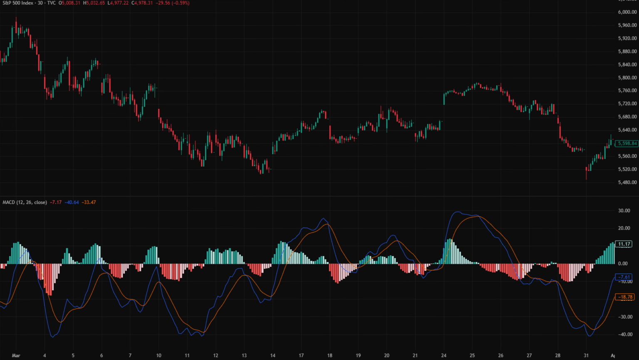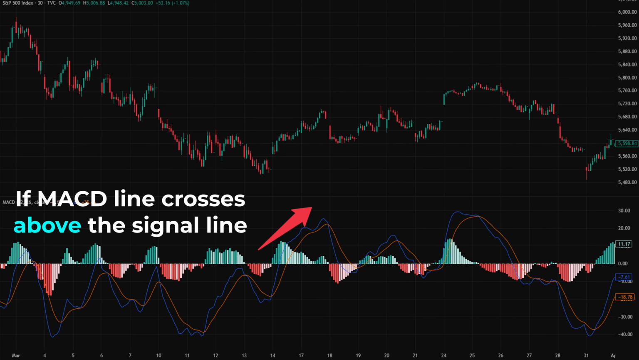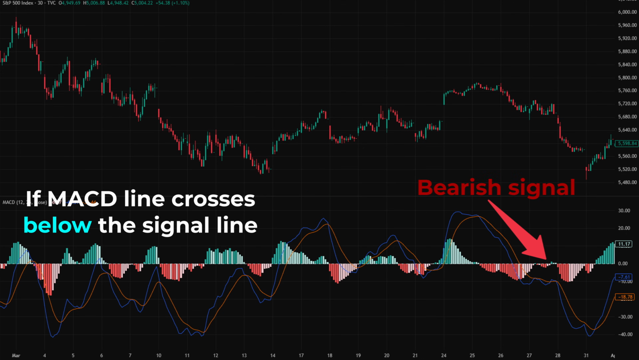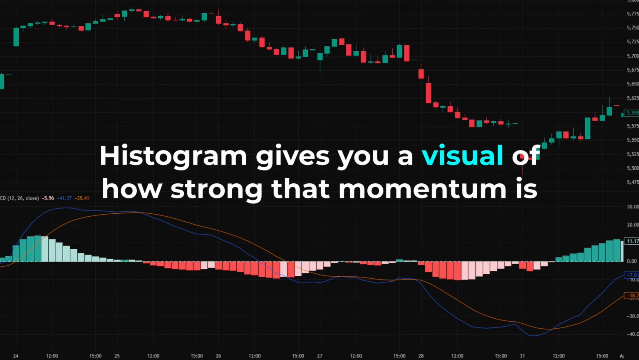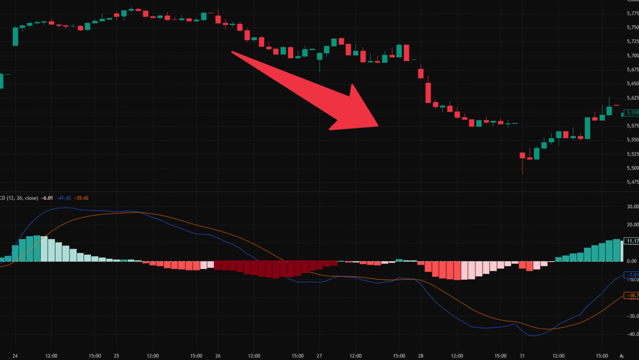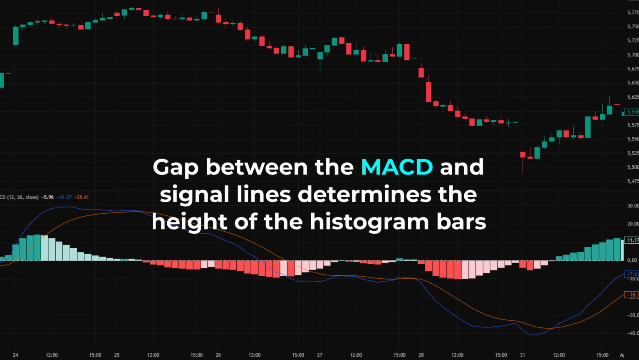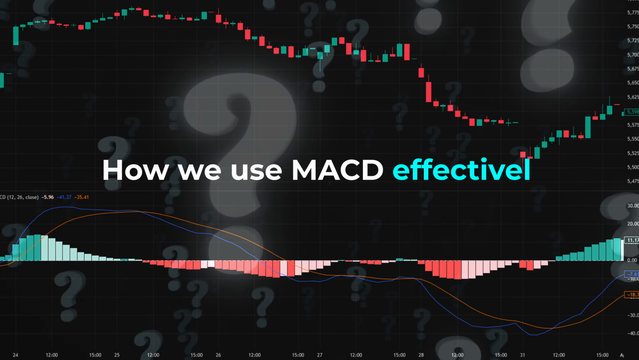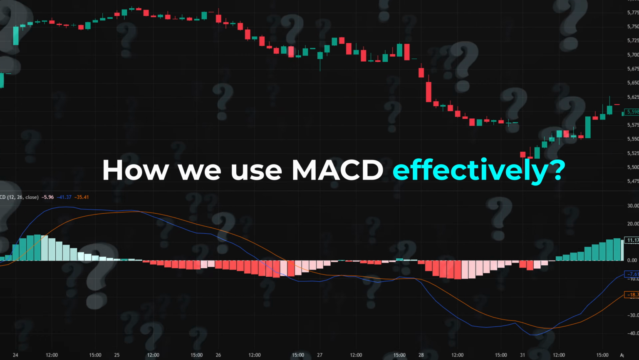Key insight: when the MACD line crosses above the signal line, it's a bullish signal. When it crosses below, it's bearish. And the histogram gives you a visual of how strong that momentum is. If the bars are growing, momentum is increasing. If they're shrinking, the momentum is weakening. The distance between the MACD and signal lines determines the height of the histogram bars. So now that you understand how MACD is built, let's move into how we use it effectively.